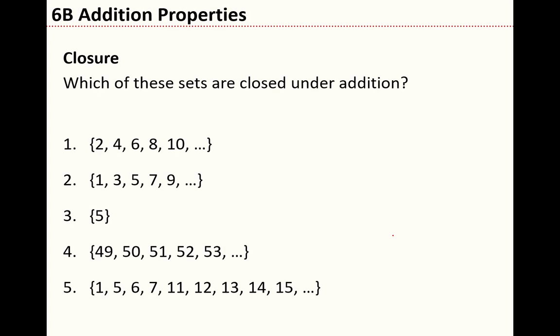Lastly, let me talk about closure. Which of these sets are closed under addition? So the first set, all even numbers, 2, 4, 6, 8, 10. If I take any two even numbers and add them together, I get another even number. So in fact, that set is closed under addition. What about the second example, all the odd numbers? Well, the odd numbers are not closed under addition. If I take two odd numbers, for example, maybe 1 and 3, 1 plus 3 equals 4, but 4 isn't in my set. So this set is not closed under addition.